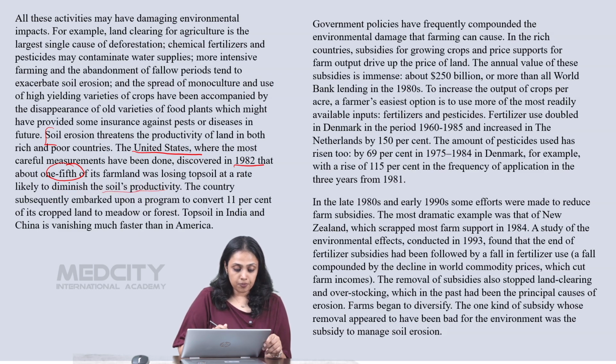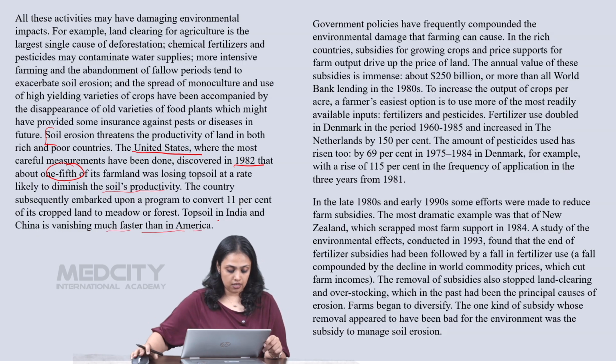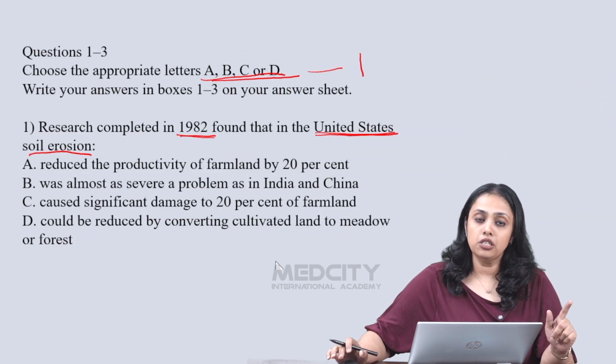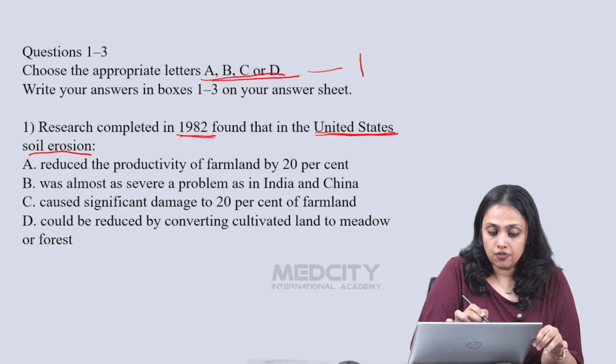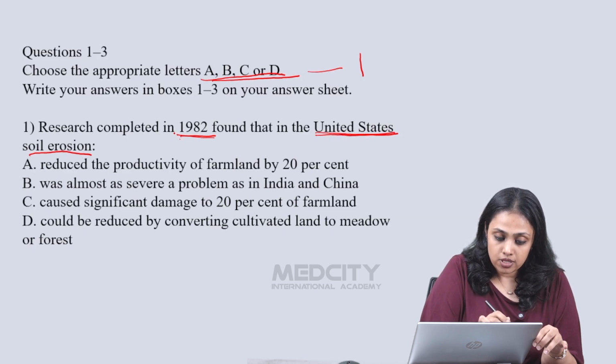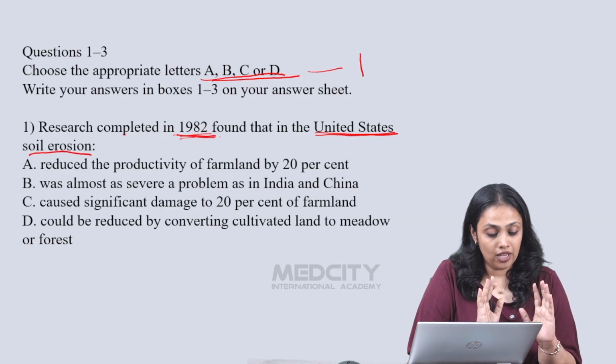Then the country subsequently embarked upon a program to convert 11% of its cropland to meadow or forest. Topsoil in India and China is vanishing much faster than in America. Actually, one more thing we could have done, as I mentioned earlier, is to study the question carefully. You have to find out about the soil erosion in the United States, which was discovered in a research in 1982. That's what we have to find out.